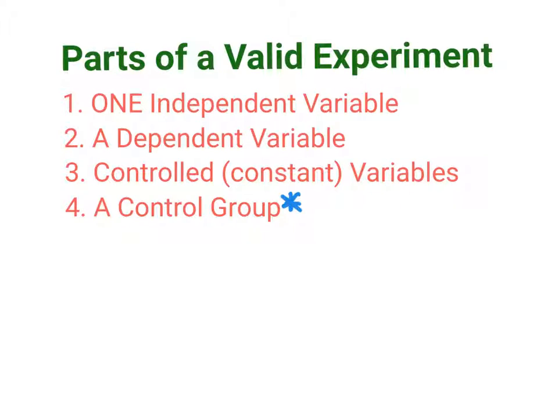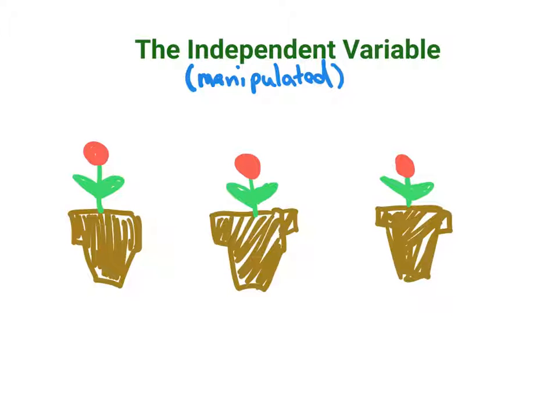A control group is not necessary for a valid experiment, but usually the best experiments have some sort of control group. So in an experiment, the independent variable is the variable that you change in order to see how it affects everything else in an experiment. Because you're able to change it, it's often called the manipulated variable. So let's say you're doing an experiment to figure out how the amount of water affects the height that a plant will grow to. In this experiment, the amount of water you're changing is your independent variable.